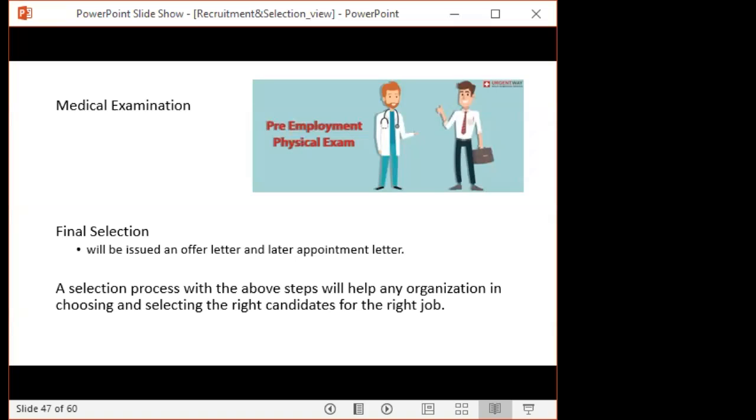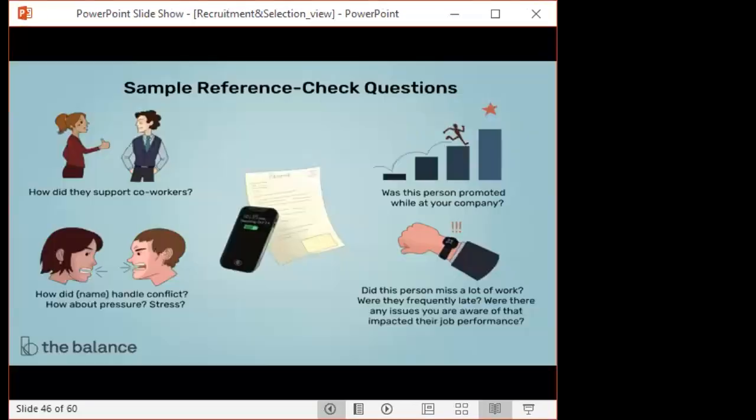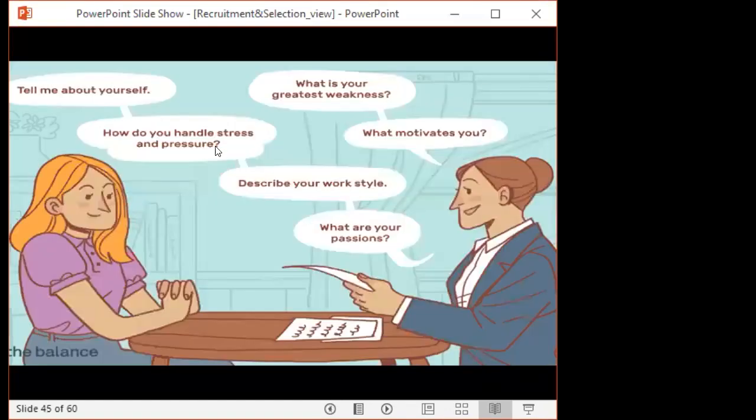Right. So that is the end of the selection process. Before I move on, I just wanted to share some slides. These are some of the questions that are asked in an interview.